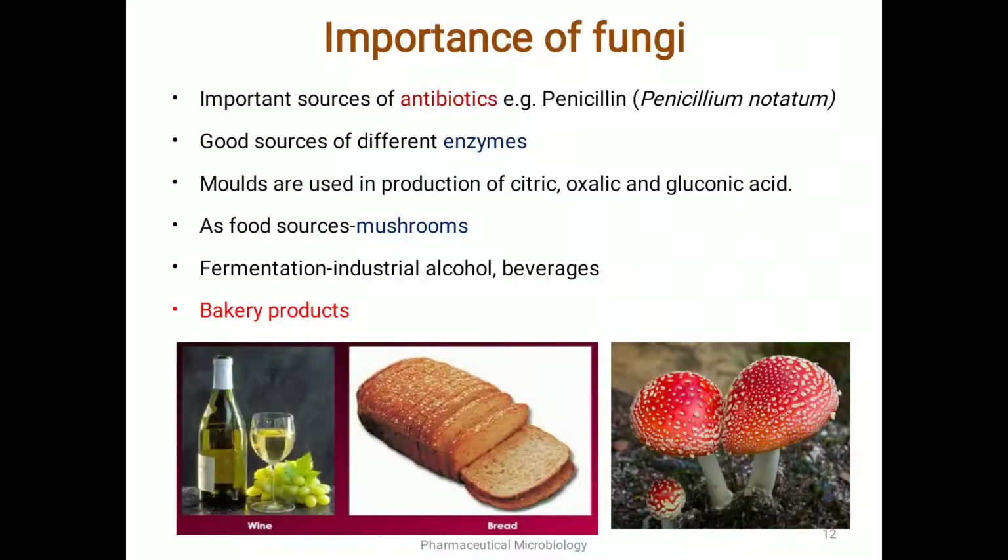Beneficial role means these are important sources of antibiotics, good sources of different enzymes used for production of various organic acids. These are also food sources. Industrial alcohol and beverages are produced with the help of these fungi. That is the beneficial role. But the other category is the harmful role. There are some fungal species, or we can say only a few fungal species, which cause fungal infection. For example, Candida albicans, which causes infections, and that infection is a fungal infection.